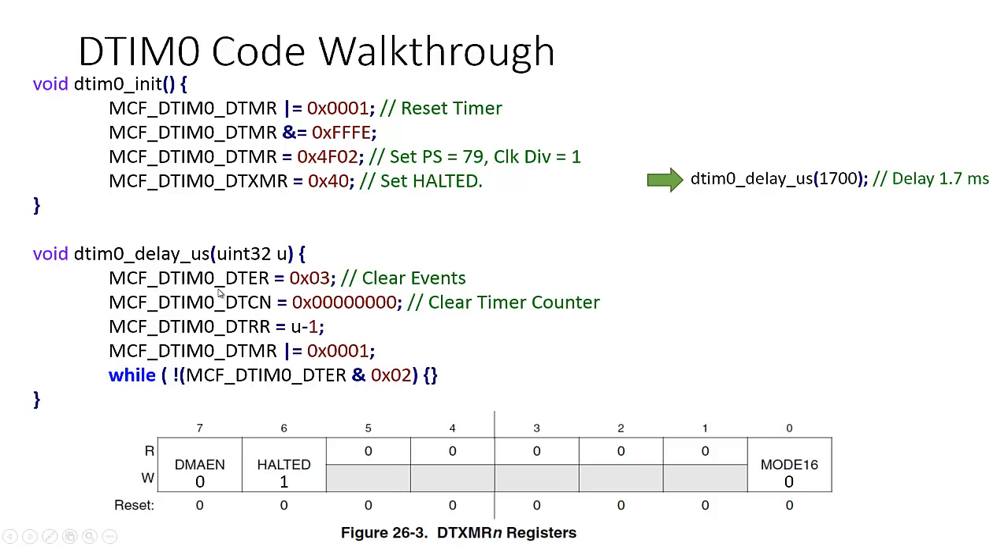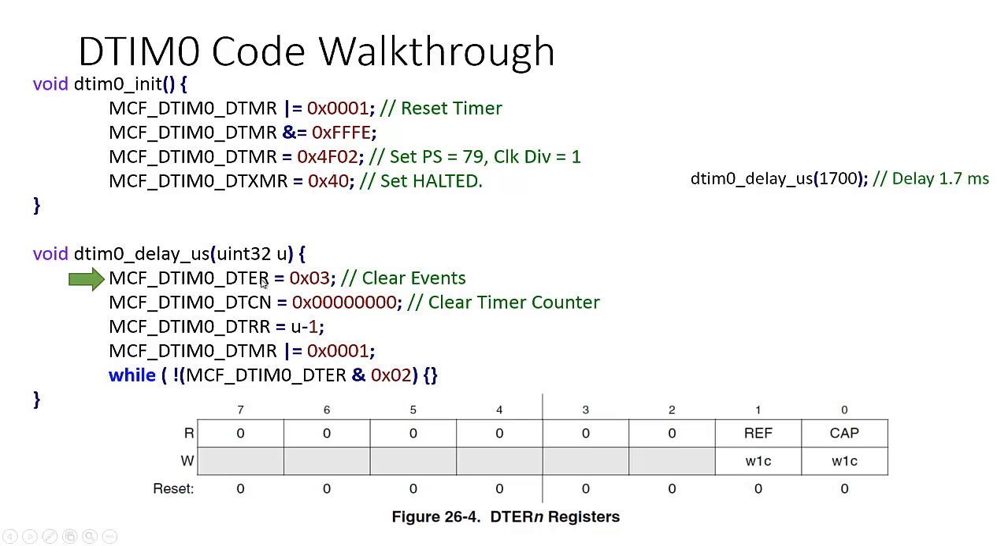clear the events. If we look at what the DTER is, the DMA Timer event register, it has a couple of bits here that get set when an event occurs, right? And because we're about to wait for this event, we want to make sure any previous events are cleared. So to do that, we don't write zeros into that. That's what this little thing here means. When it says W1C, that means write a 1 to clear, which is kind of confusing.